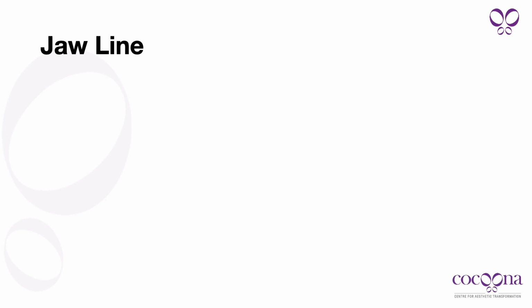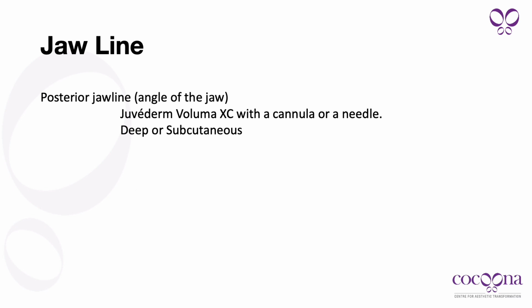Now, using fillers for the jawline, there are two areas in the jawline: the posterior jawline or the angle of the jaw, where you can use high G prime fillers like Juvederm Voluma, either with a cannula or a needle, and the depth of injection could be deep or subcutaneous. Usually the better results are visible with subcutaneous injection than with deep injection. With deep injection you need to use a large volume to show a dramatic improvement.